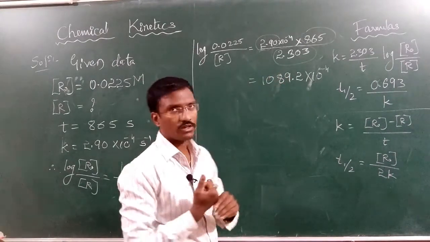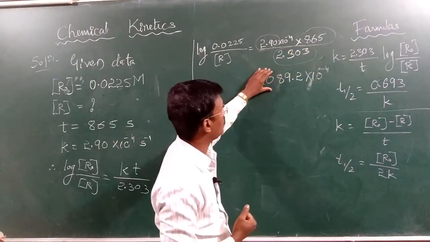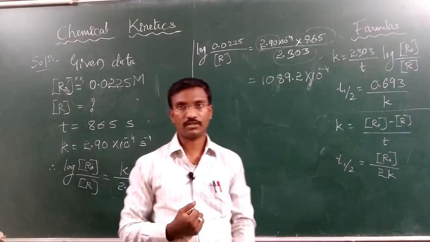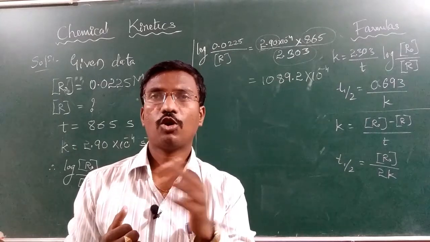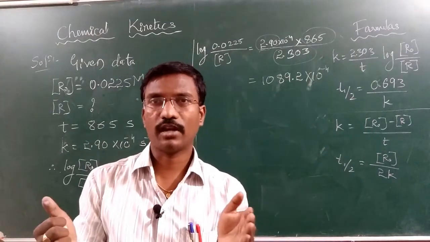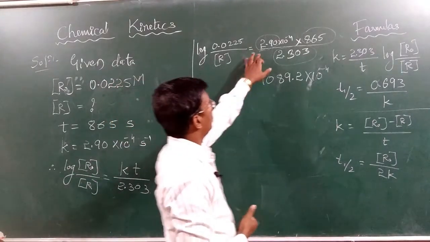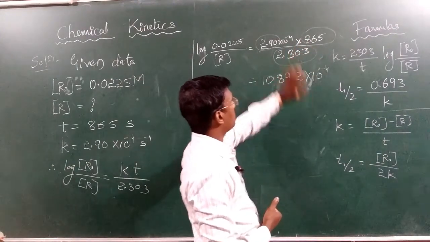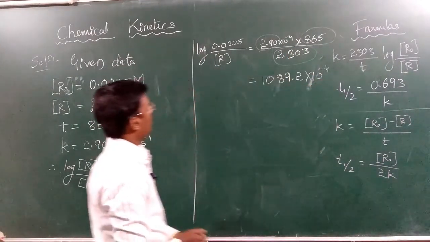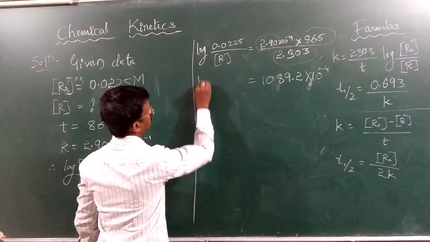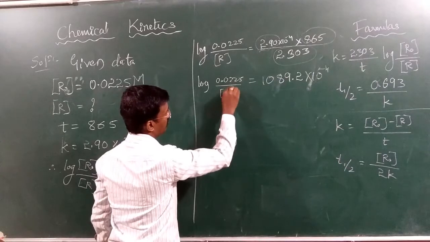Then after, by dividing that one, you can get the correct answer. If you still have confusion, do it separately: 2.90 into 865, write that answer separately, and again divide by 2.303. I am telling you this so that you do not need to extend your time, and with less time you are able to solve more problems. You are going to get the answer, and 10 raised to minus 4 I have kept as it is, and here the log is the same thing: 0.0225 divided by the concentration of R.